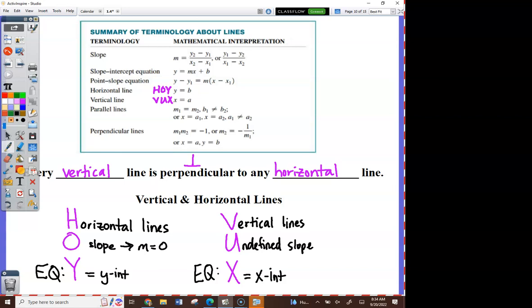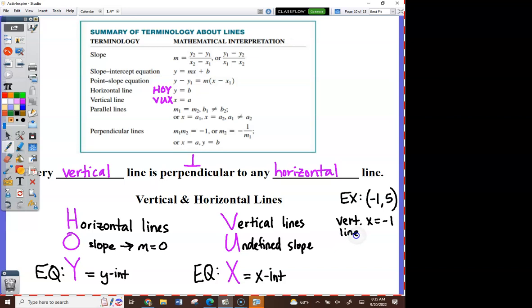If I said to you, for example, if I said, here's the point, -1, 5, tell me the equation of the vertical line going through that point. If I say vertical, you should think, ooh, bucks. That means I need to only look at the x value, and it's going to be x equals, what is the x value? It's going to be -1. So the vertical line would be x equals -1.